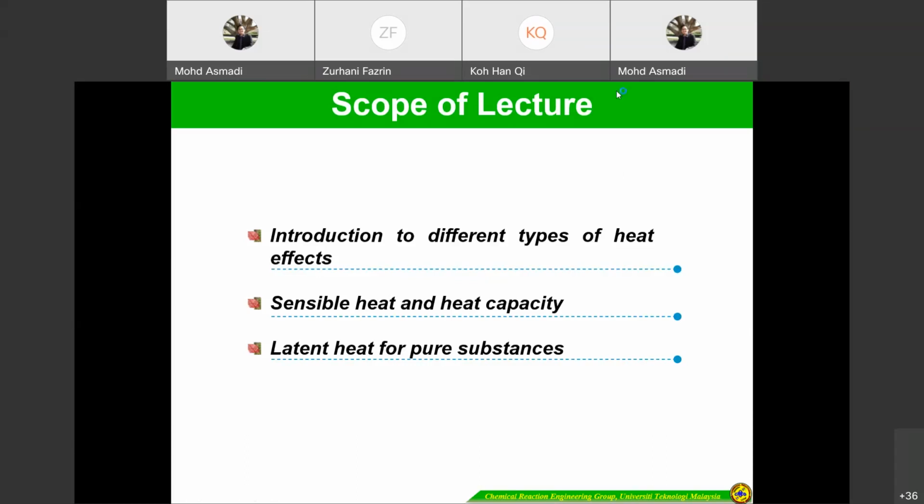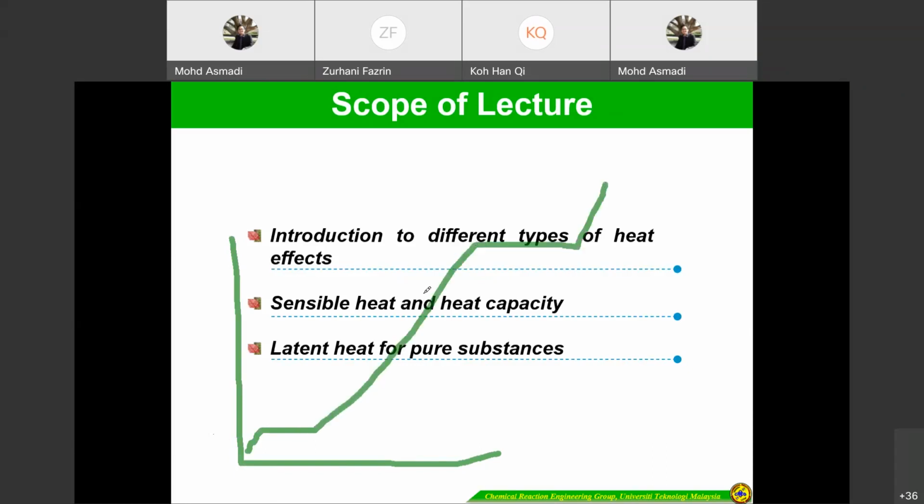For example, like water, right? So this is a change in, for example, this one is 0 degrees, from negative 20 to 0 degrees. Then 20, plus this one, 100.